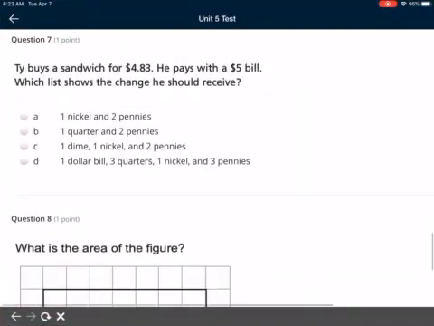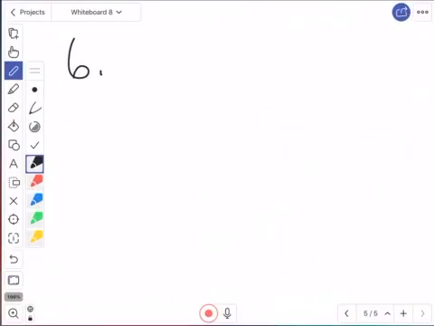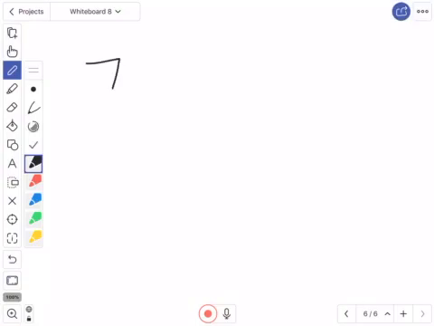And number 7, Ty buys a sandwich for $4.83. He pays with a $5 bill. Which list shows the change he should receive? So this one's a little bit different. Okay, first I have to figure out what the change is. So this is definitely where you're going to want to do work on this.